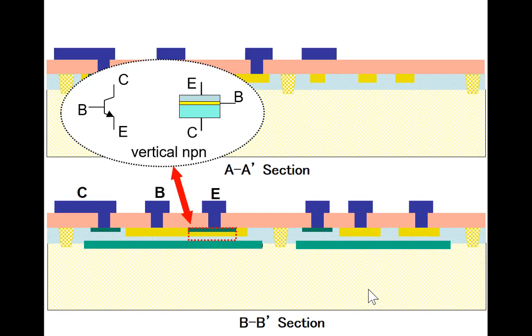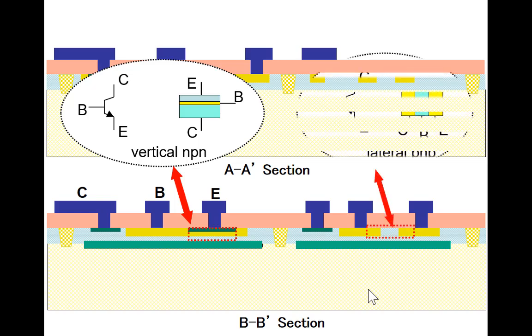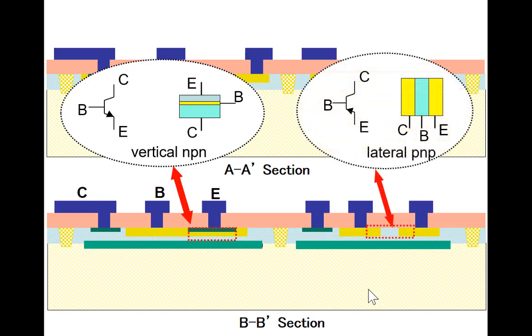We make it big. But remember, this came along for free. There were no additional processing steps, no additional mask steps that were needed to create this transistor. So it's got bad properties. Use it if you want, but recognize its properties are not great. Make sense? Okay, so there's that lateral PNP.